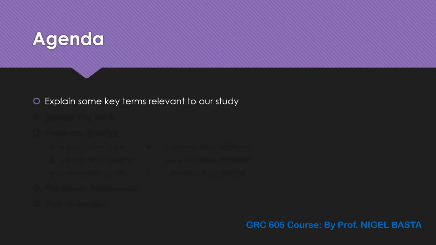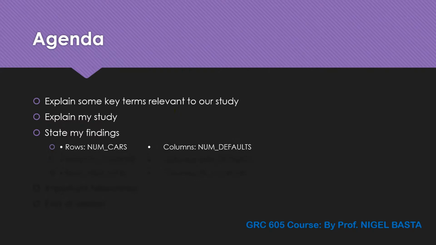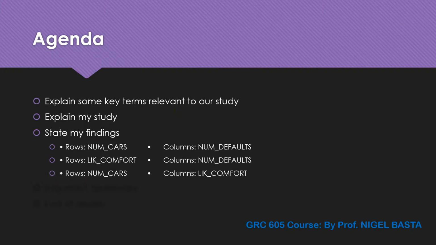Before I get into conducting the chi-square test of independence, I will explain some key terms so that when I refer to them, you will know what I'm talking about. I will also explain my study step by step. Then I will go over each study and state my findings, which will either be to reject or fail to reject the null hypothesis. My study will examine the relationship between the number of cars and the number of default payments, the relationship between the comfort level of financial standing and the number of default payments, and the relationship between the number of cars and the comfort level of financial standing.